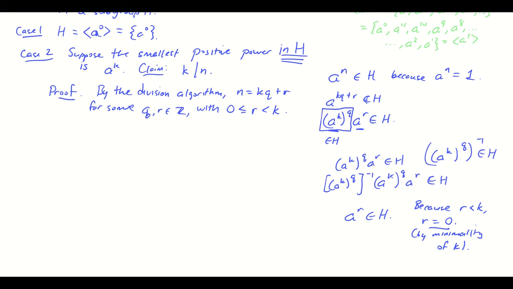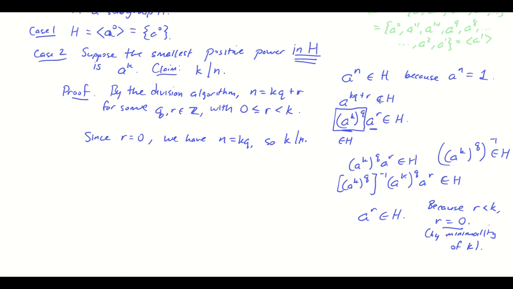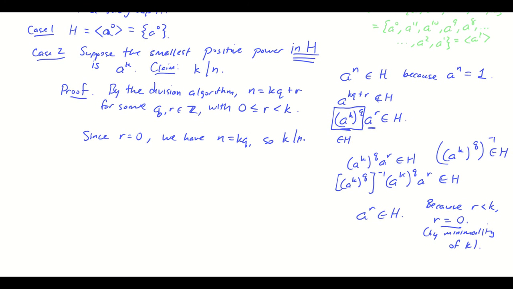So r has to be 0, and that means that k is absolutely going to divide n. So since r equals 0, we have n equals kq, so k divides n, which is what we wanted to show. Okay, so what's the takeaway of all this? I mean, that argument's a little tricky to set up and follow. I would encourage taking a look at it again, just to make sure you understand the details.